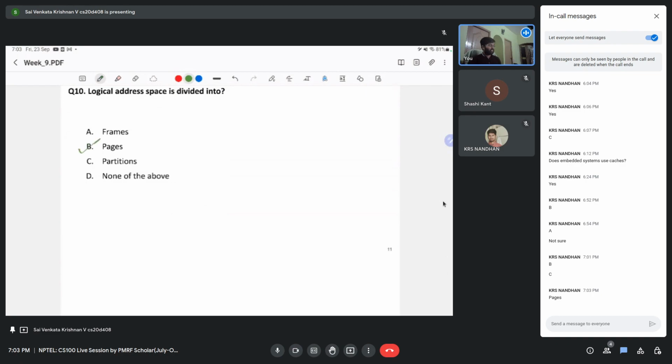So Nandan mentioned option B. That's the correct answer as mentioned by Nandan. Your logical address will be pages, and the physical address would be frames, and your page tables would be having the page to frame mappings. Right. So option B is the correct answer. The other options are wrong.